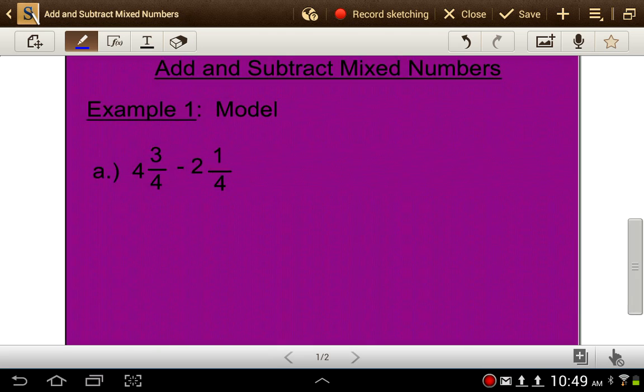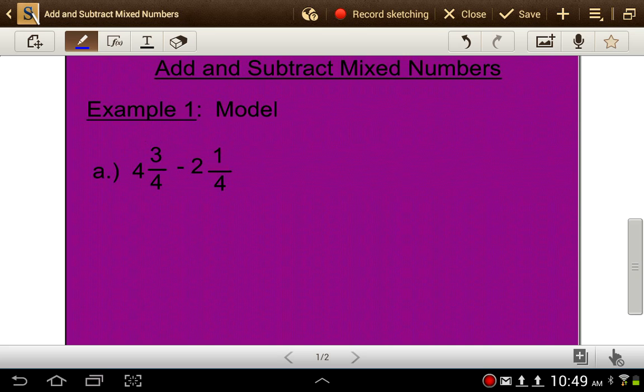In example 1, we're going to talk about modeling. I'm going to show you how to model a mixed number. It's not too much different than modeling fractions, it's just a little bit more because we have to put the whole numbers in there. To model a mixed fraction, so let's say we have 4 3/4 minus 2 1/4, I'm going to use my fraction strip.